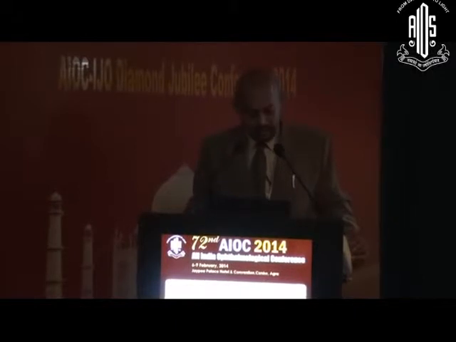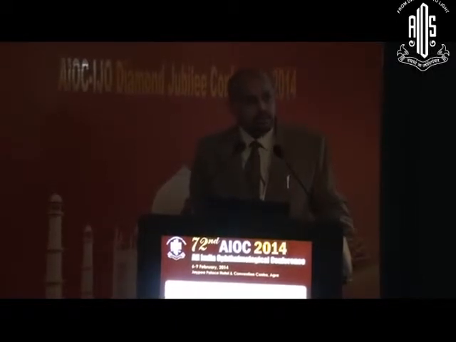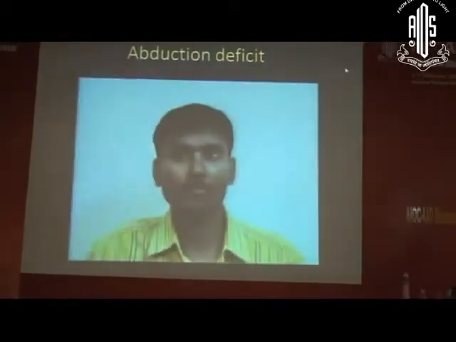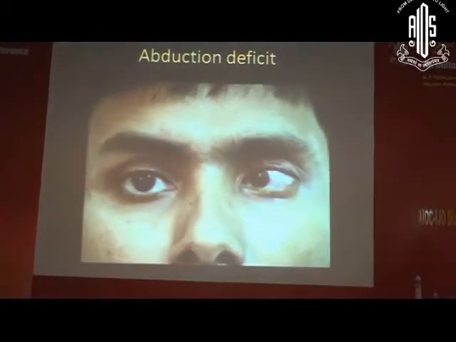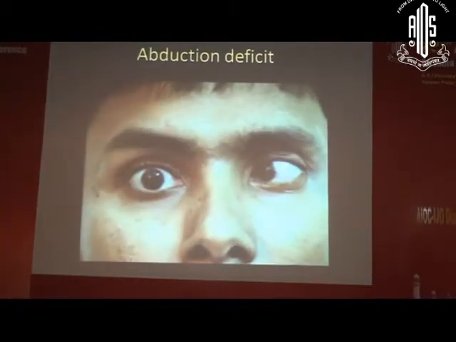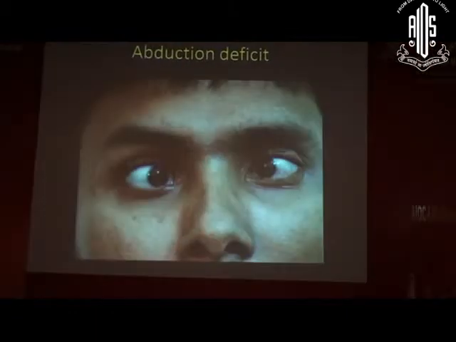Number one, look at the other eye. Number two, look at other cranial nerves. And number three, look at the fundus. So let me show you some examples. So this is a young man, and if you see, patient has a left esotropia, and you'll find that there would be an abduction limitation when the patient looks to the left.